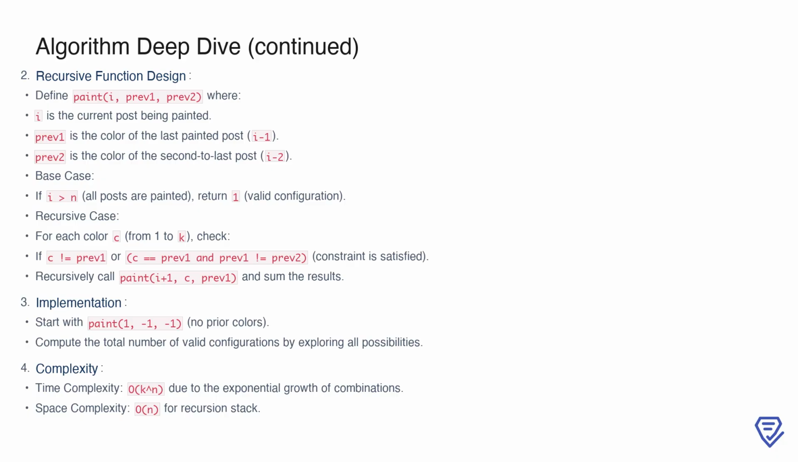For the recursive case, we iterate over all K colors, and for each color c, we check if it satisfies the constraints. Specifically, the color c is valid if it's different from the previous color prev1, or if it matches prev1 but not prev2. If valid, we recursively call the function for the next post with updated parameters, summing up all valid configurations. The computation starts with paint(1, -1, -1), where no posts have been painted yet.